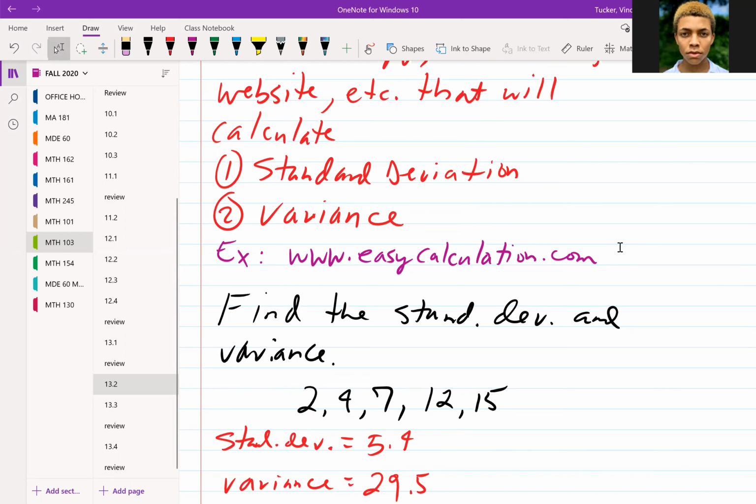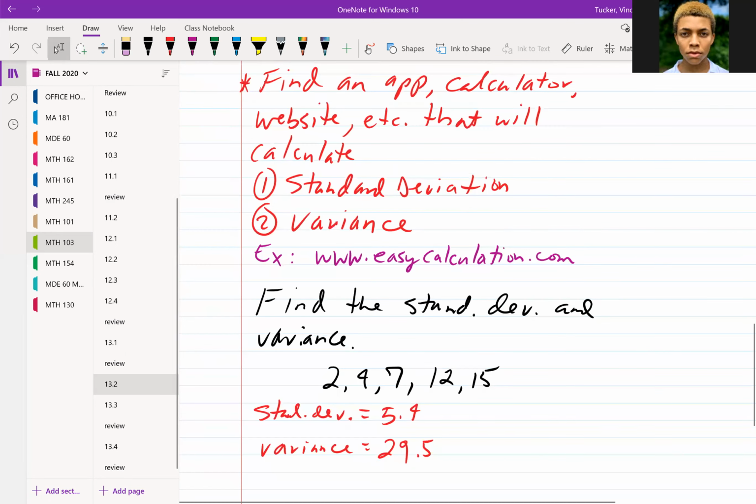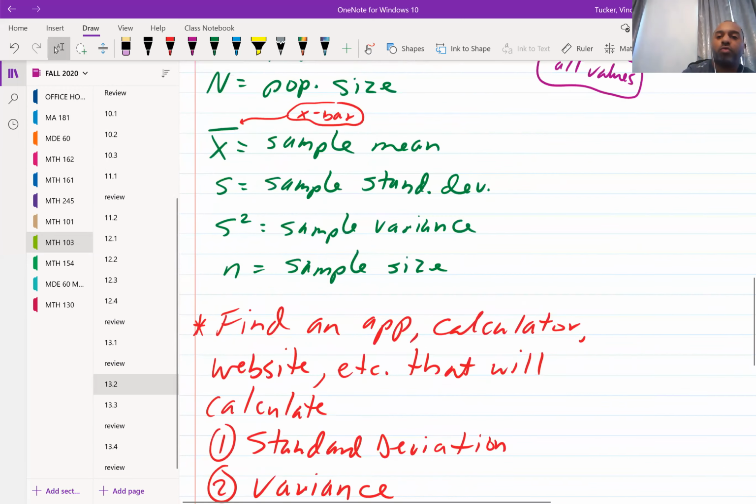Could you scroll back up to range really quick? All right. Thank you.